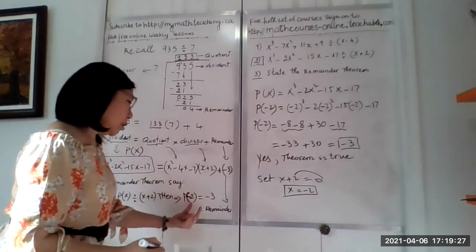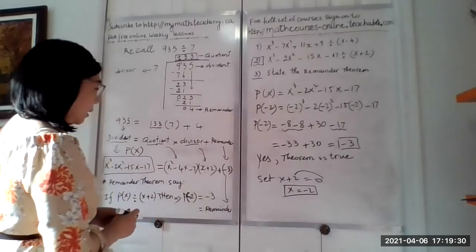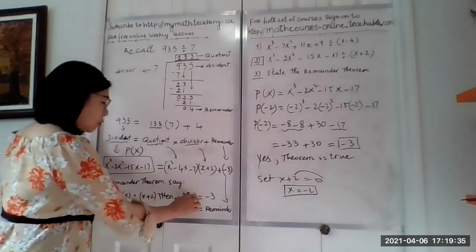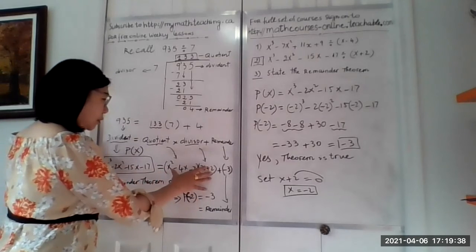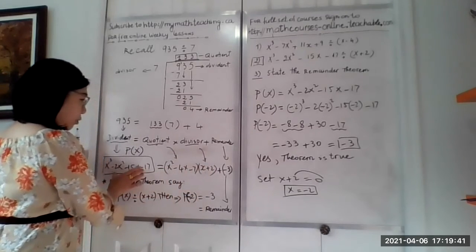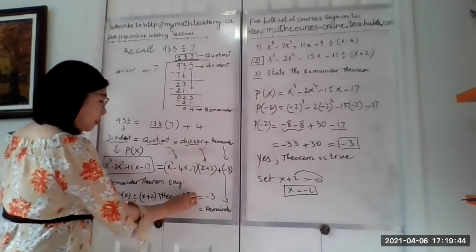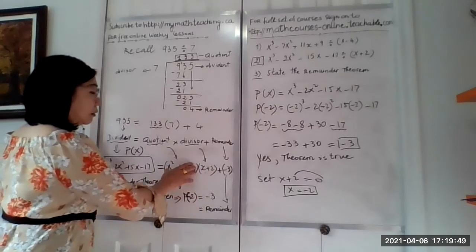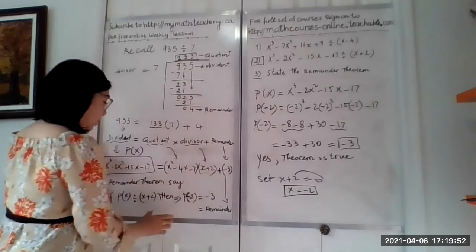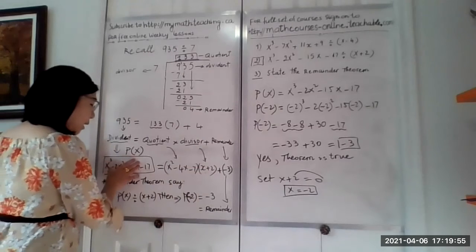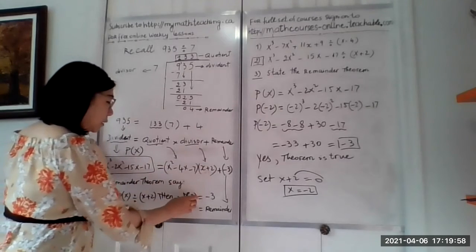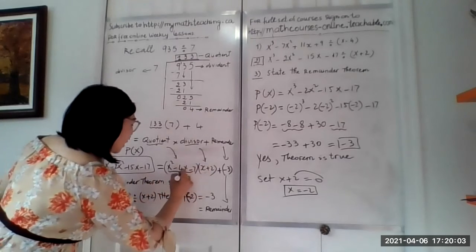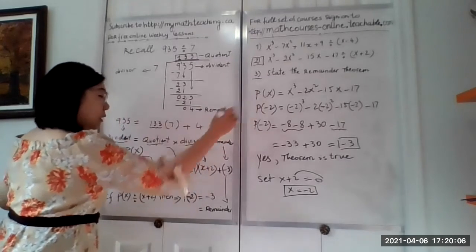So P of x, if we substitute the minus 2 in here, right? Now let's think about it. Why do we substitute the minus 2 in this expression? Basically, it's the same as substituting minus 2 in this bracket, and in this bracket, the same as we take the minus 2 and substitute in here. If you substitute this minus 2 in here, you calculate it out. This is what we did here.